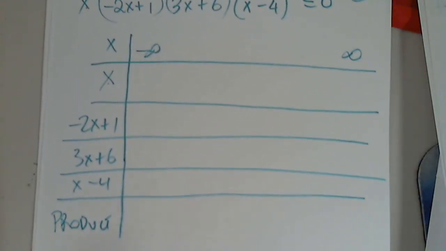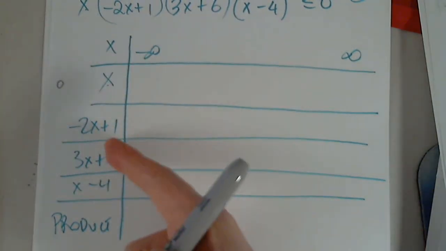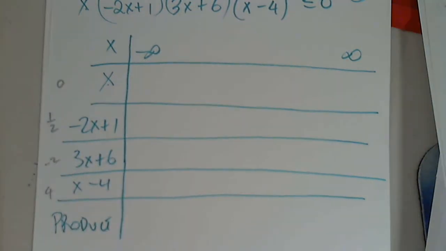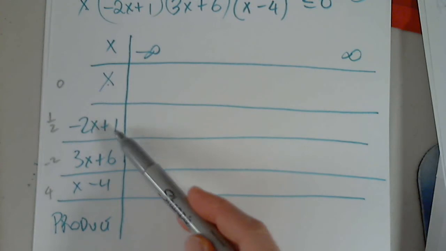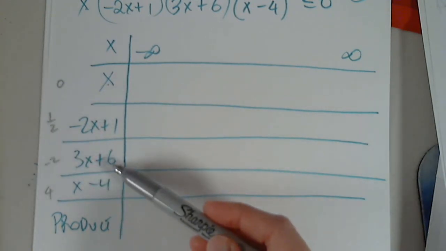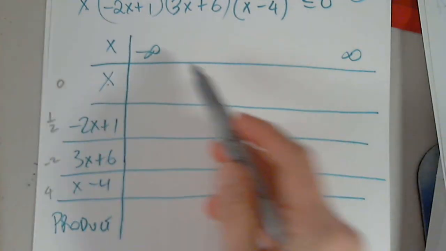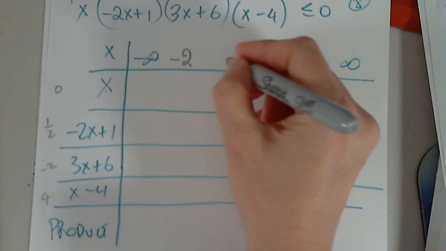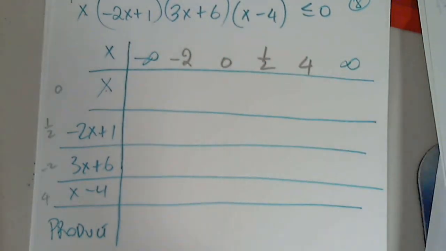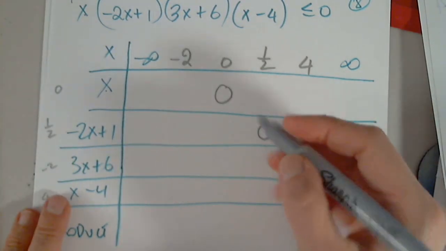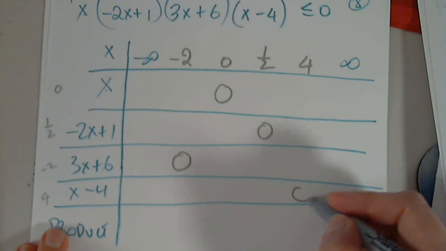And now I have to put the x values for each one that makes it 0. So this one will have a 0 at 0. This one will be at 1/2. This one will be at -2, and this one will be at 4. If you set this equal to 0, you get 0. If you set this equal to 0, you get 1/2. If you set this equal to 0, you get -2. If you set this equal to 0, you get 4. These are the numbers that I have to put in the correct order: -2, 0, 1/2, and 4. 0 under 0, 0 under 1/2, 0 under -2, and 0 under 4.